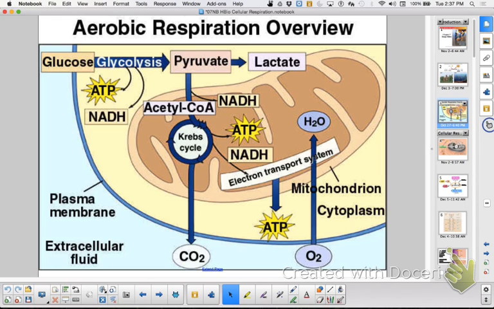Glycolysis is the first step, whether you have oxygen or you don't, and it always occurs in the cytoplasm. It has 10 different steps, which means it must have 10 different enzymes. You end up with something called pyruvate. Now, pyruvate has choices depending on if there is oxygen or not.